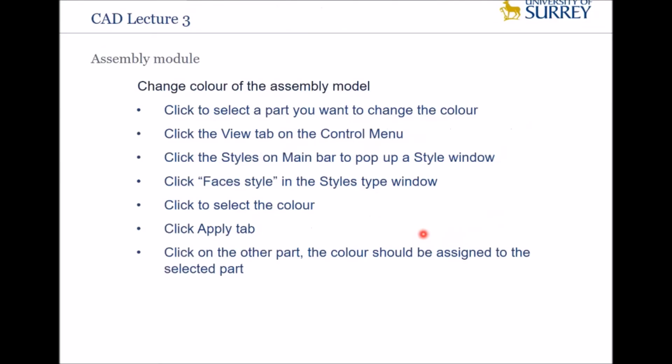In addition to having an exploded view, you also can assign different colors to the components in an assembly model. To do that, you need to select the part you want to change the color, then go to the View tab, which is on the control menu. Then you go through the step-by-step process to change the color.